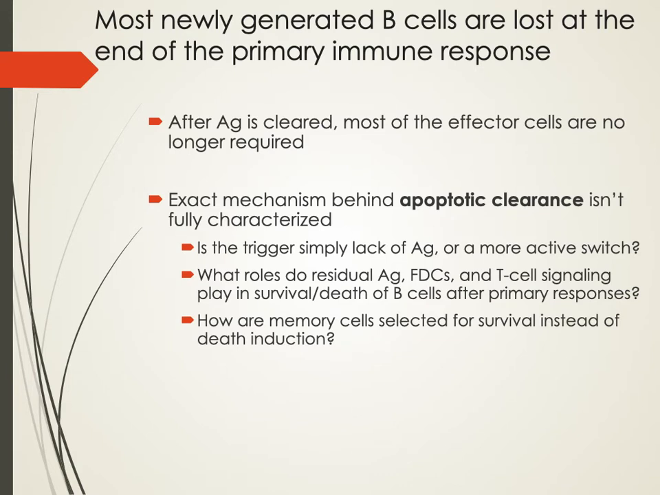So after the antigen gets cleared, so after the infection is dealt with, most of the effector cells are going to be no longer required. And so they're actually going to go through apoptotic clearance. This process is not completely understood. So what actually triggers that? Is it simply a lack of the antigen being present, so kind of by neglect they end up dying, or is it a more active process? We know we have a memory population. So how is the memory selected to survive instead? Why doesn't it undergo the apoptotic clearance?